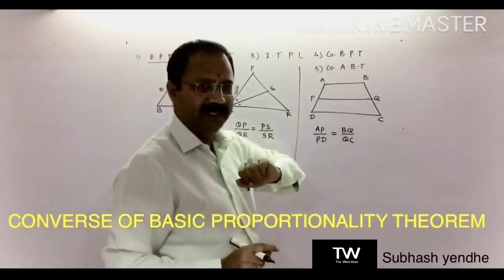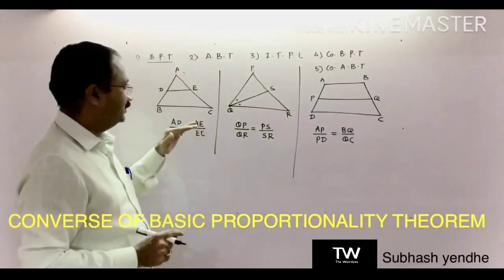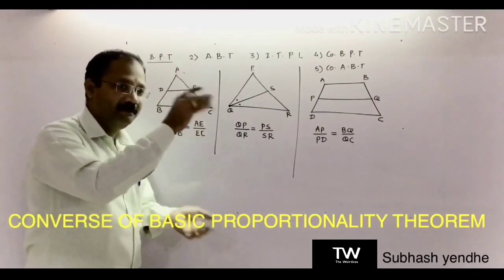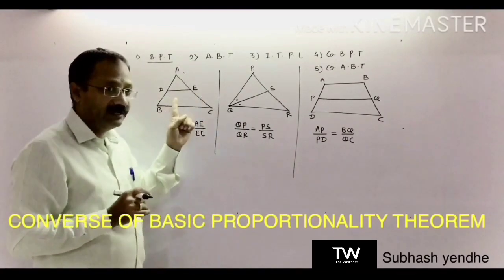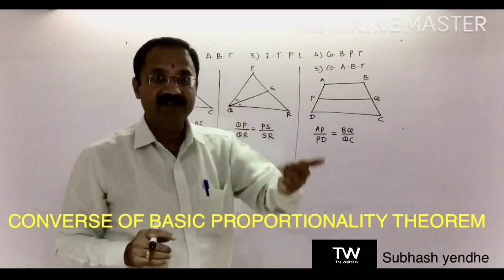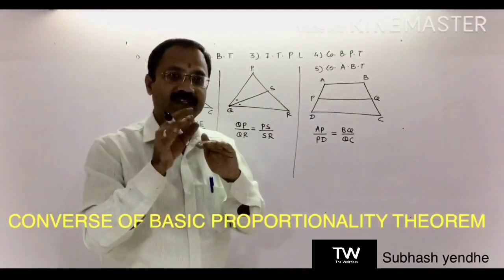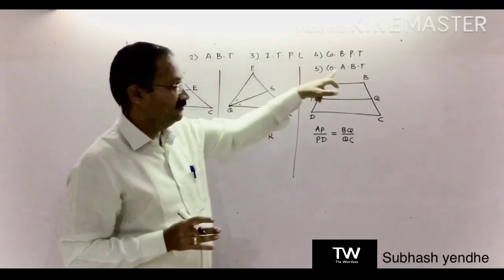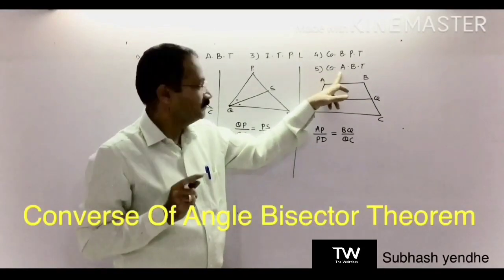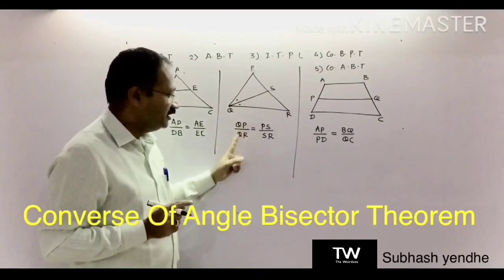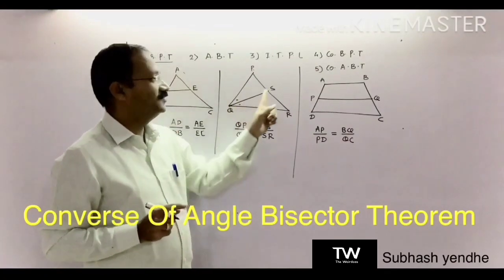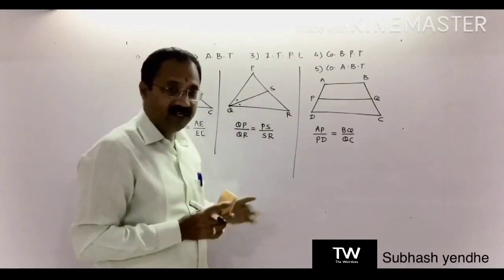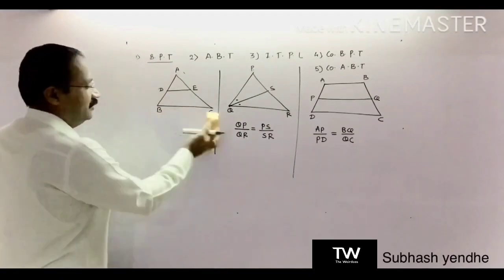Then what is converse of BPT? It says that if the segments are in proportion, then lines are parallel. Remember the point. BPT comes if the lines are parallel. And converse of BPT says that if the segments are in ratio, then lines are parallel. Same thing in angle bisector theorem. If the segments are in proportion, then that segment is an angle bisector. So now let's start the sums, then we can solve one by one.